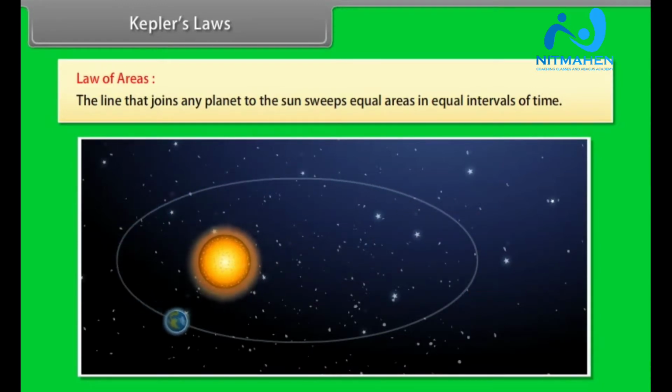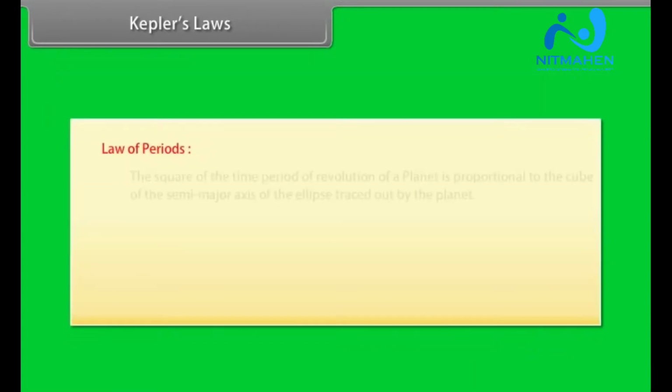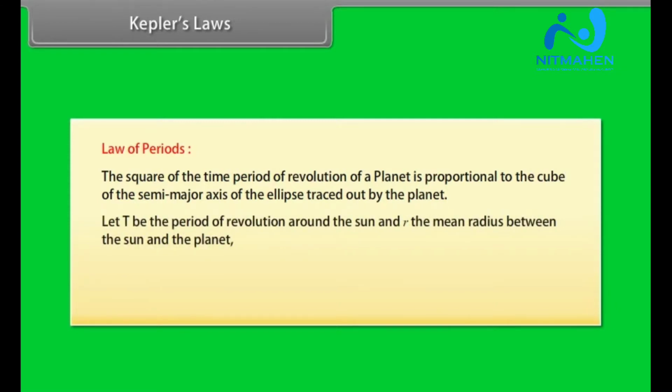This law comes from the observation that planets appear to move slower when they are farther from the Sun than when they are nearer. Law of Periods: the square of the time period of revolution of a planet is proportional to the cube of the semi-major axis of the ellipse traced out by the planet. Let T be the period of revolution around the Sun and R the mean radius between the Sun and the planet. T square is directly proportional to R cube. T square is equal to K R cube.